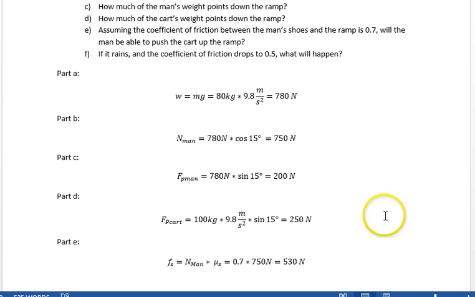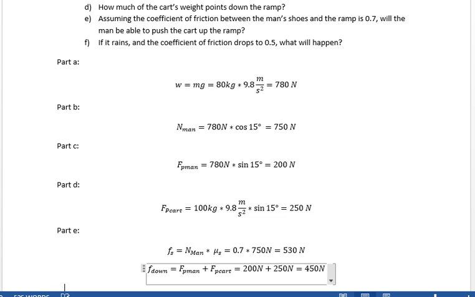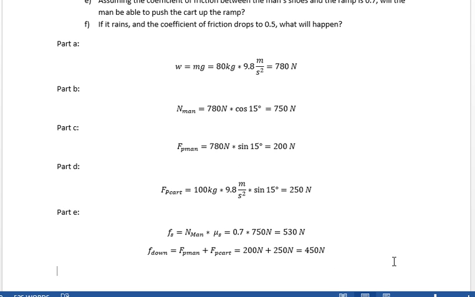530 newtons is the maximum amount of force he can exert before slipping. Will the man be able to push the cart up the ramp? What is the total force down the ramp? It is the component of the man's weight plus the component of the weight of the cart, since both point down the ramp. That's 200 newtons plus 250 newtons, which is 450 newtons. So the man can push the cart because he has 80 newtons of force to spare before he starts slipping.